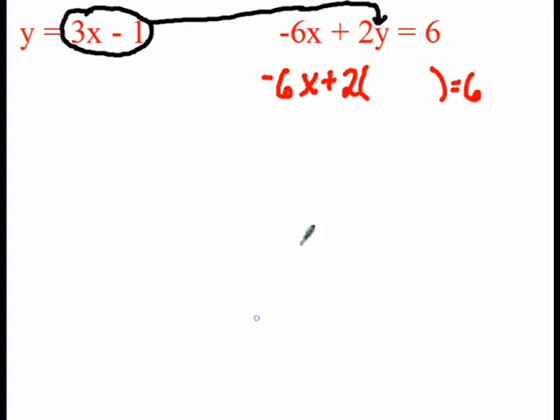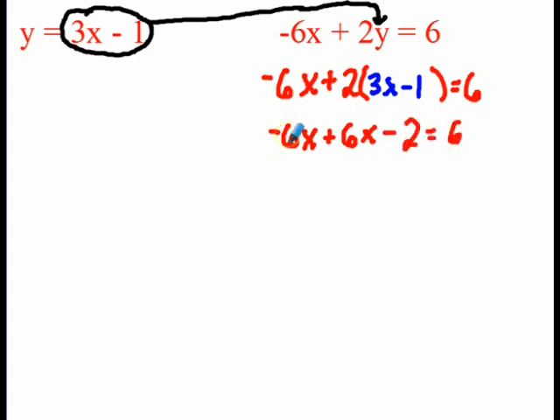Instead of y, however, I will put 3x minus 1, because that's what we circled. You're probably getting very good at this now and are probably even ahead of me. Now I'm going to distribute the 2. This is going to give me plus 6x and minus 2.